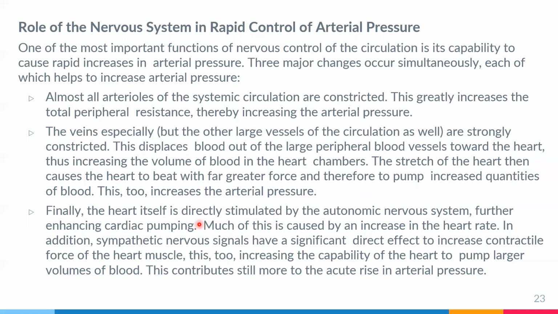Finally, the heart itself is directly stimulated by the autonomic nervous system, further enhancing cardiac pumping. Much of this is caused by an increase in heart rate. In addition, the sympathetic nervous signals have a significant direct effect to increase the contractile force of the heart muscle. This too increases the capability of the heart to pump larger volumes of blood. This contributes still more to the acute rise in arterial pressure. Hence, all of these three points are used by the nervous system in order to increase or change the arterial pressure rapidly.